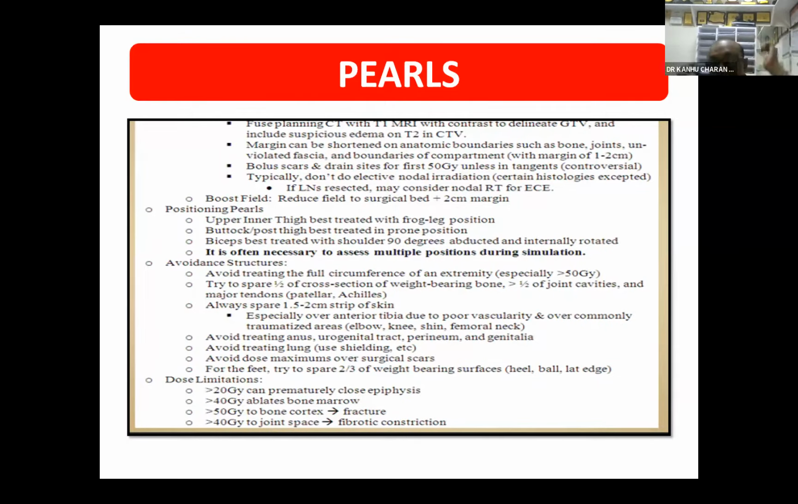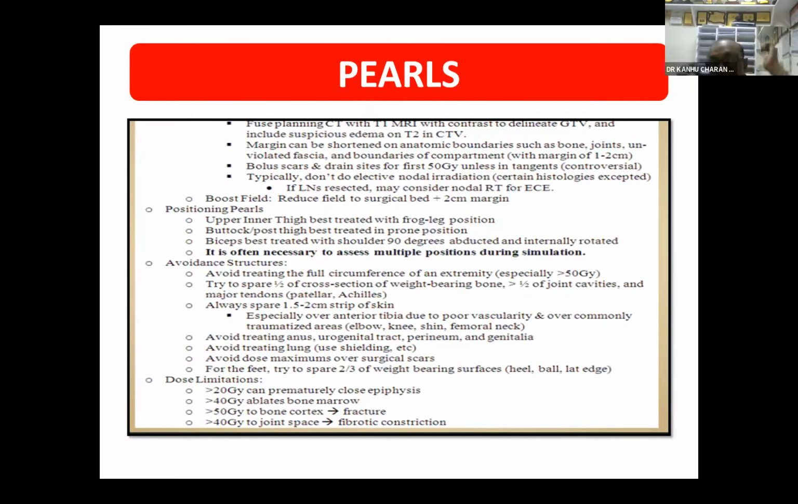Upper limb and thigh are best treated with the frog leg position. Buttock and posterior thigh are best treated in the prone position. Biceps are treated abducted and internally rotated. But it is often necessary to assess multiple positions during simulation.